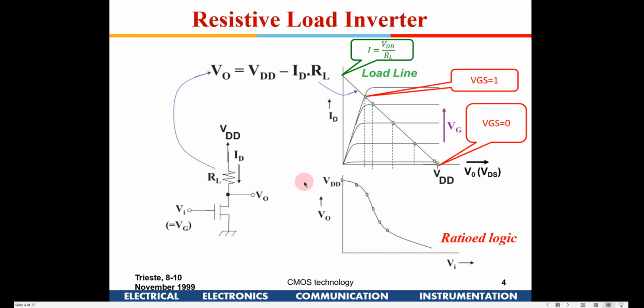Okay, so among them, the first one was the resistive load inverter, in which we had an nMOS out here and we connected a pure resistor out here. So the basic functioning was like, if you give Vin equal to 0, this would be switched off, and then you have the VDD out here, and when you give 1 volt here, or the VDD here, this will be switched on. There will be current flowing here and VDD will be dropped across this RL.